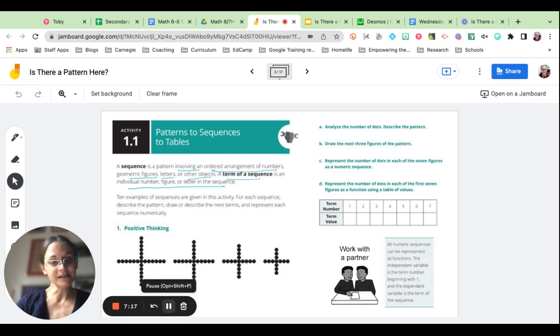There are 10 examples of sequences in this activity, and they're all fun. For each sequence, what we're going to do is describe the pattern, draw or describe the next terms, and then represent each sequence numerically. I'm going to let you work with your partner to do those tasks for this sequence right here with these plus signs. And what we're analyzing here is the number of dots in each plus sign.